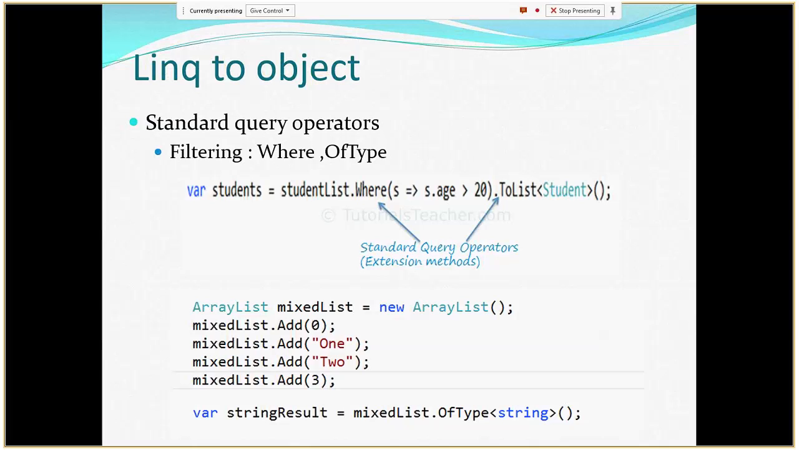Next we see one more, OfType. Suppose we are passing different types of data in an array list, and I want to fetch only a particular data type, either string or integer, any primitive data type. We can use OfType.